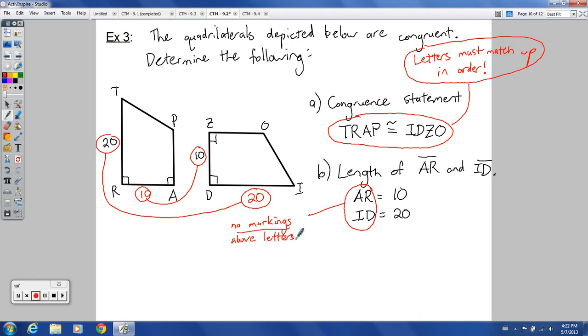A lot of this, if you've taken geometry, hopefully is coming back to you as we're going over it. No markings above the letters refers to a length or a distance. If you have the markings, then you're talking the actual pictures themselves, like a segment, a line, a ray, but no markings means the distance from that point to that point. Part C, what if I asked you to find the measure of angle O?